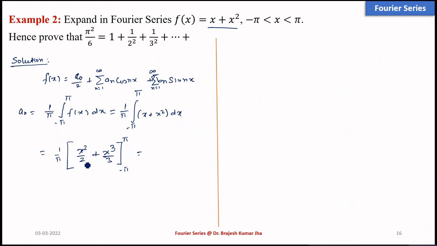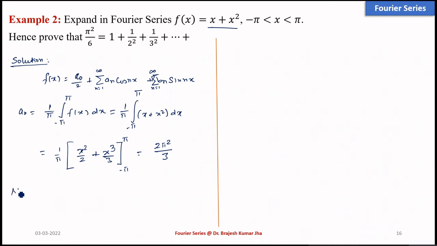We put the value. So by putting the value, what do we get as the final answer? It will be pi squared by 2 plus pi cubed by 3. Once we put minus pi, it will be minus of pi squared by 2, and plus... minus pi cubed by 3. So ultimately pi cubed by 3 plus pi cubed by 3, so it is 2 times pi cubed by 3, and 1 upon pi is here. So it is going to be 2 pi squared by 3. So this is your first value, a0, that we get.